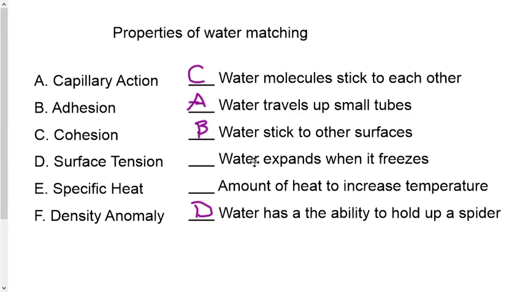Okay, next one. Water expands when it freezes. That's known as the density anomaly. Most substances do not expand when they freeze. They get more dense, but water becomes less dense when it freezes. The amount of heat to increase the temperature of a substance is called the specific heat, E. And normally that's per 1 gram of material. So specific heat is the amount of heat it takes to raise 1 gram of a material 1 degree Celsius. All right, there's our matching. Let's go on to question 4.